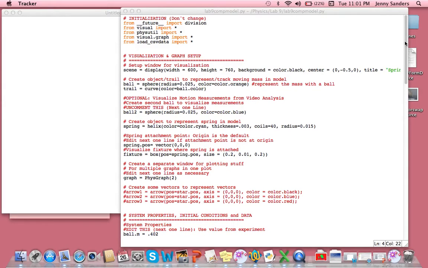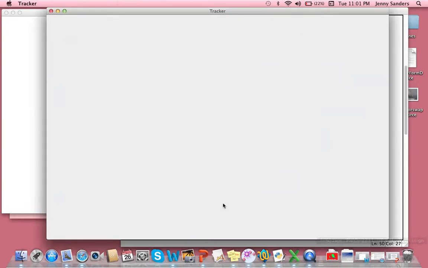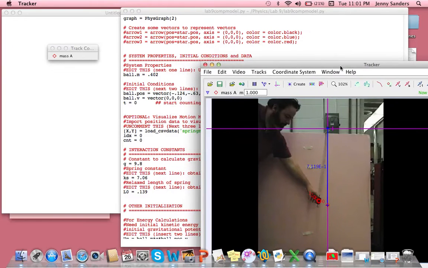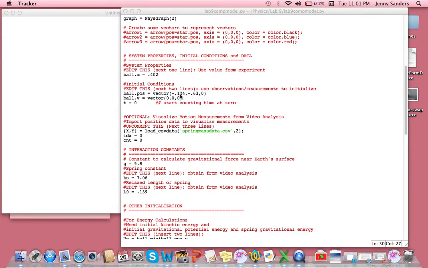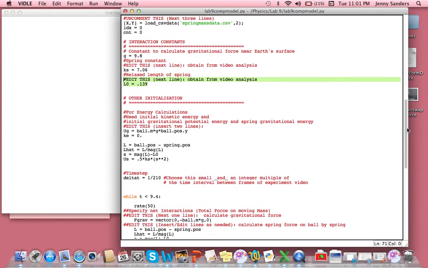So in my computational model, I set everything up. The mass equals 0.402. I set the position of the ball as exactly where he had just lifted, about to pull off the spring. So it is at negative 0.124 in the x direction and then negative 0.63 in the y direction. I uploaded the CSV file. The spring was the same, so the spring constant is still the same. The original length is 0.139, stretch is 0.139.